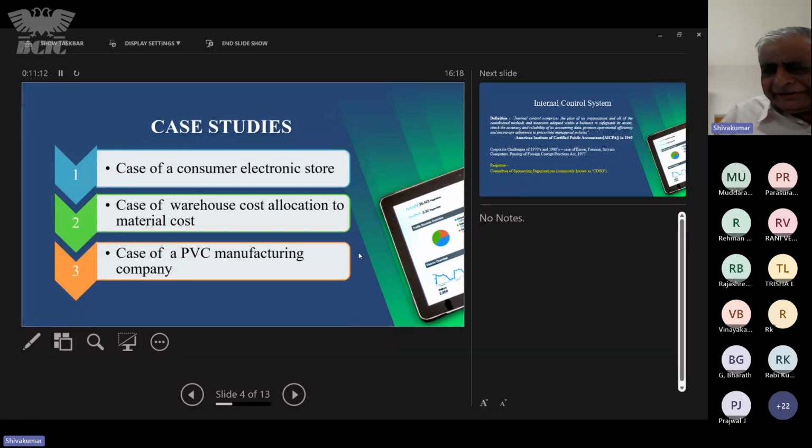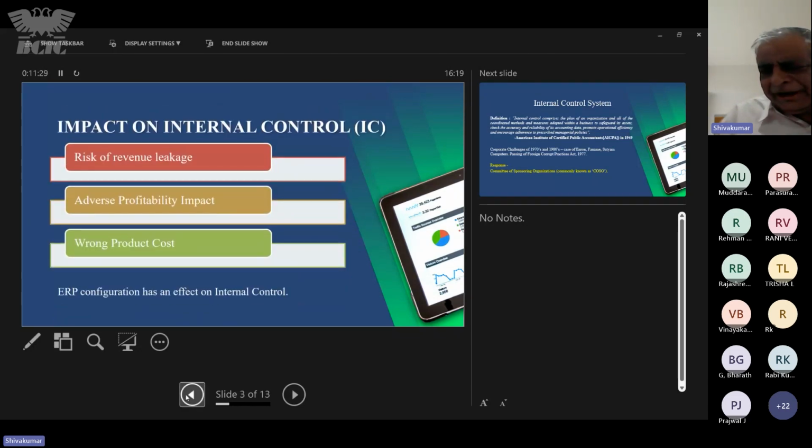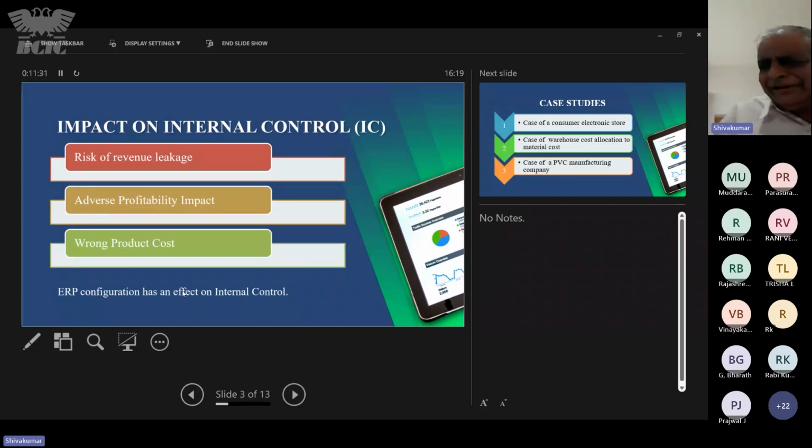The wrong configuration gave a different scenario, and this did affect the profitability, the product cost, etc. In all the three cases I cited to you, the profitability as well as the product cost were badly affected. That means the internal control systems were not proper. It is not because of anything to do with the COSO cube or whatever it is. It is mainly because of the wrong configurations.